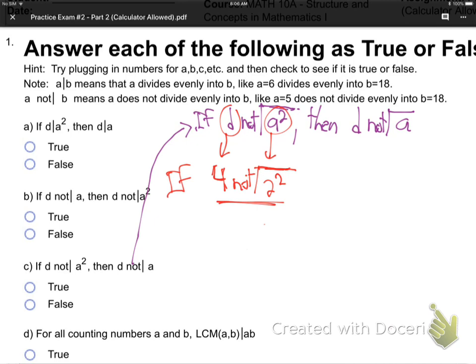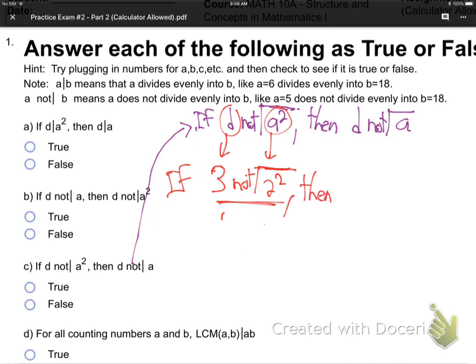Like if I say, if it's got 4 legs, then it's a dog, you've got to show me something that's got 4 legs and not a dog. So that won't work. How about 3? If 3 does not go into 2 squared, that's true. 3 doesn't go into 4.